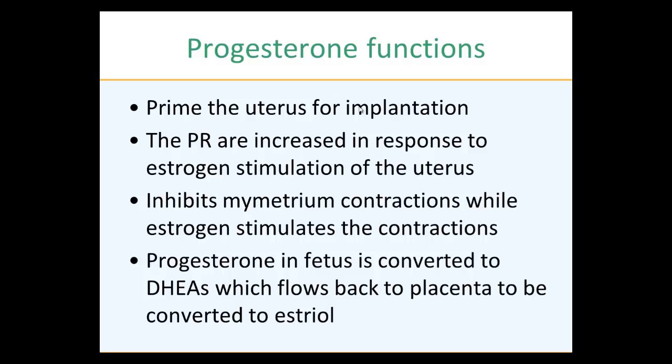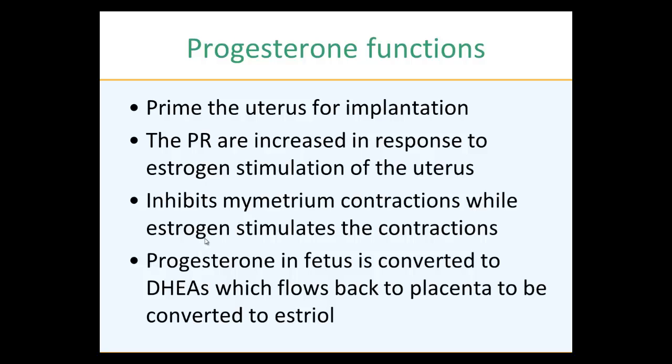here are the functions of progesterone. It primes the uterus for implantation, and later on will sustain the uterus. Progesterone inside the fetus is converted to DHEA, which goes back to the placenta, and that will be converted to estriol. Progesterone is also converted by the fetus to cortisol, which is an important thing for the development of the fetus.